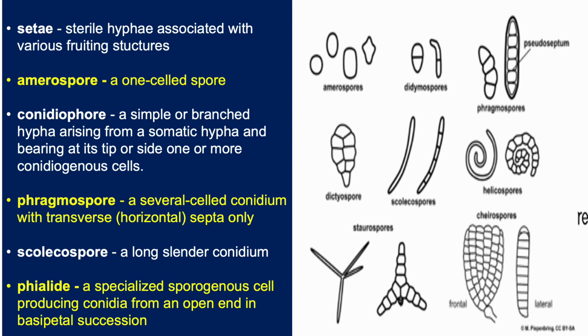Scolospores, these are the long slender conidia. That means all long slender conidia are grouped under this type of spores.